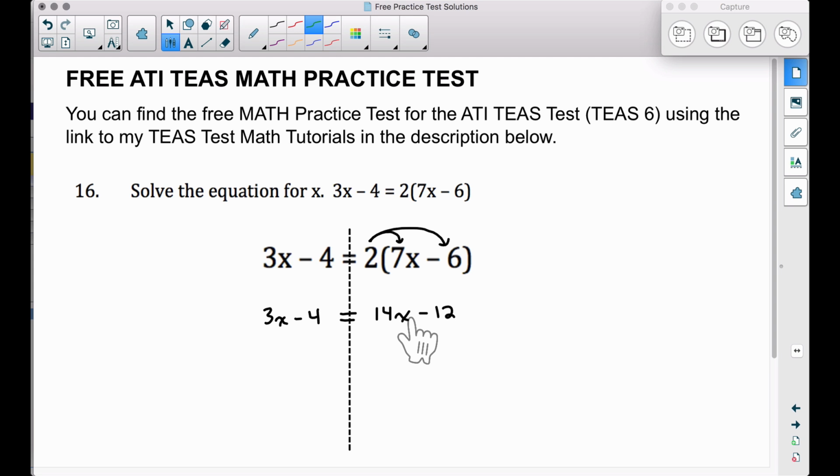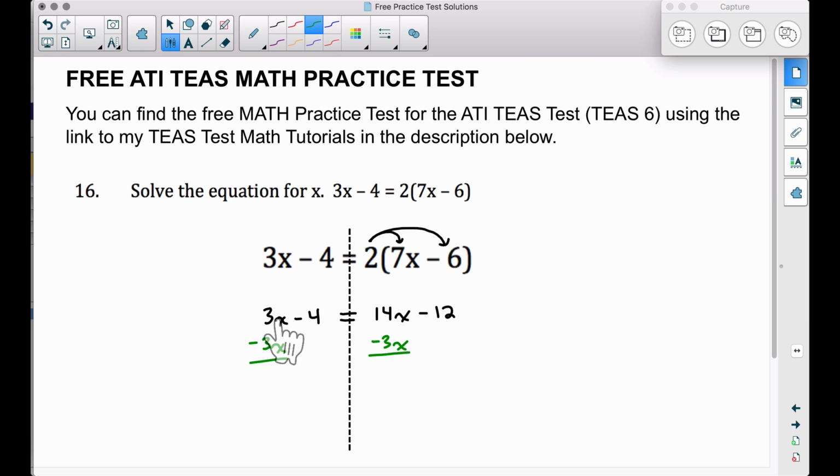Now, you do not have to do this step first, but I'm going to do it first before I move anything else. Some people will tell you move everything to the left-hand side. Some people will tell you move the smaller to the bigger. It does not matter. I'm going to move the smaller x to the bigger x. So notice here I am subtracting 3x from both sides. Why am I subtracting 3x?